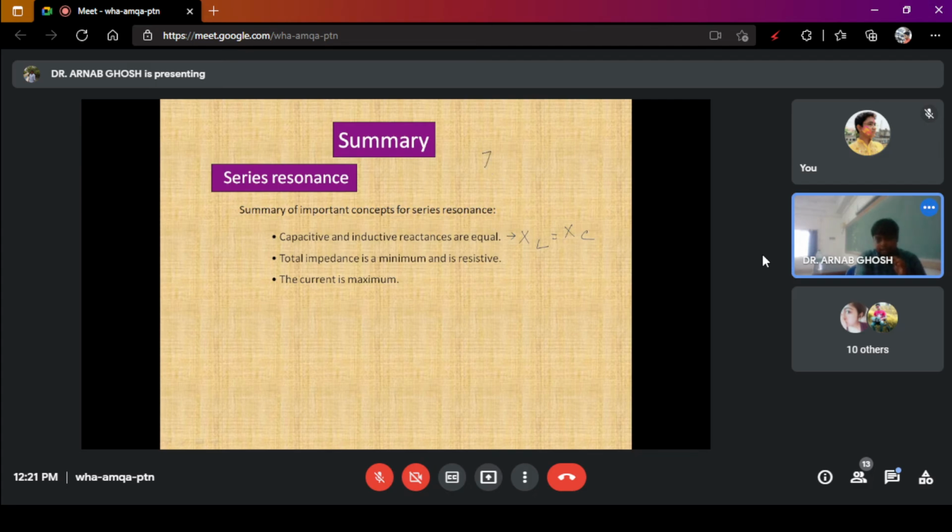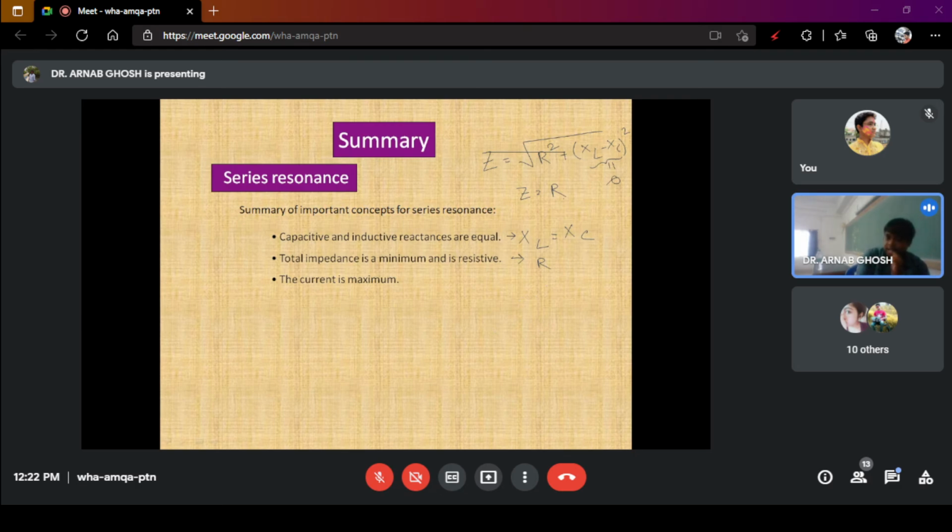Next, Z is written as the square root of R squared plus (XL minus XC) whole squared. So this part will be equal to 0, and your Z will become equal to R. This is what is written: Z is minimum and equal to R, because this term has the minimum value of 0. So the total impedance is minimum and is resistive.